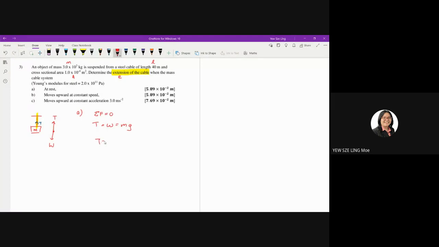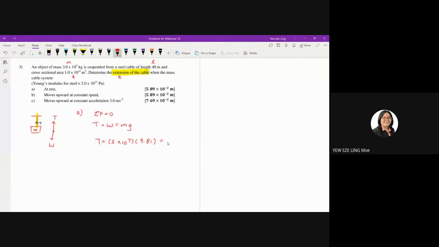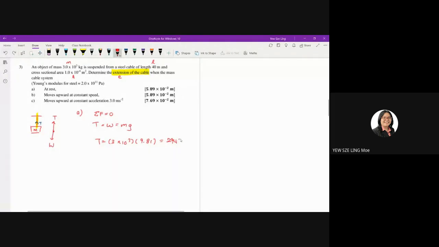Therefore, T is equal to 3 times 10 to the power of 3 times 9.81. So that is the value that you should use in question A. That is the tension in question A. Okay, let me calculate first. 3 times 10 to the power of 3 times 9.81. So we have 29403. Okay, we have about 30 kilonewtons. So that is the tension for question A.